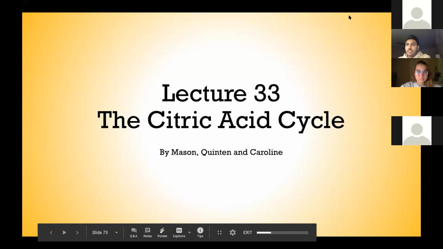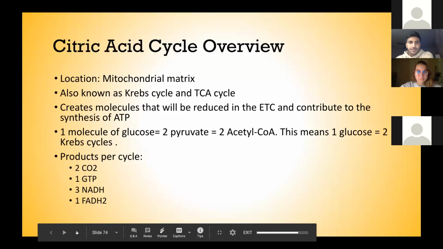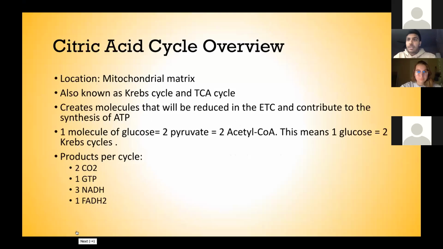So we're at the citric acid cycle. This is going to be lecture 33. And so just an overview. The location, as I've said, is going to be important for these processes. It's going to occur in the mitochondrial matrix. Other names for the citric acid cycle are the tricarboxylic cycle or the Krebs cycle. These are all essentially the same thing.